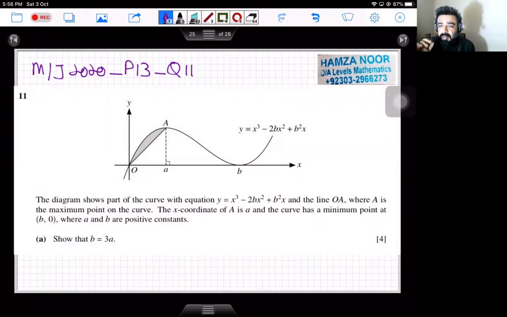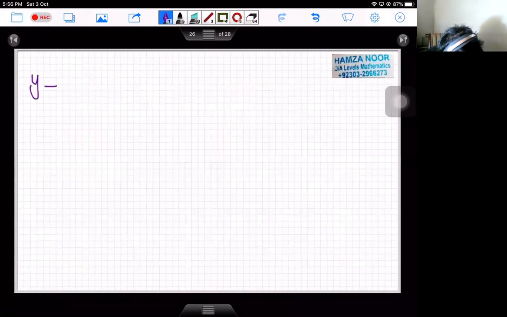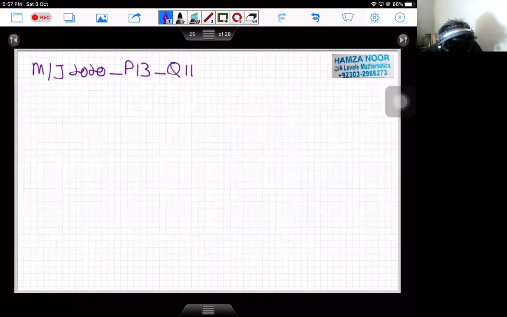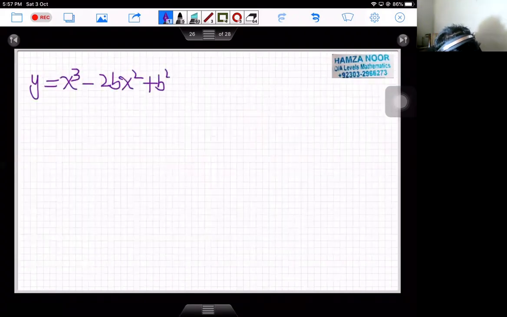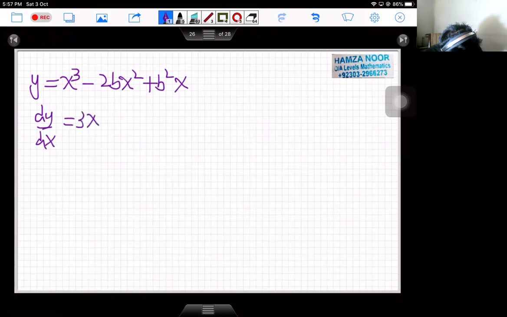Since the question is talking about the maximum point and the minimum point, this means you need to find the dy over dx function. So let's start. y is equal to x cube minus 2bx square plus b square x. So the dy over dx function is going to be 3x squared minus 4bx plus b squared.